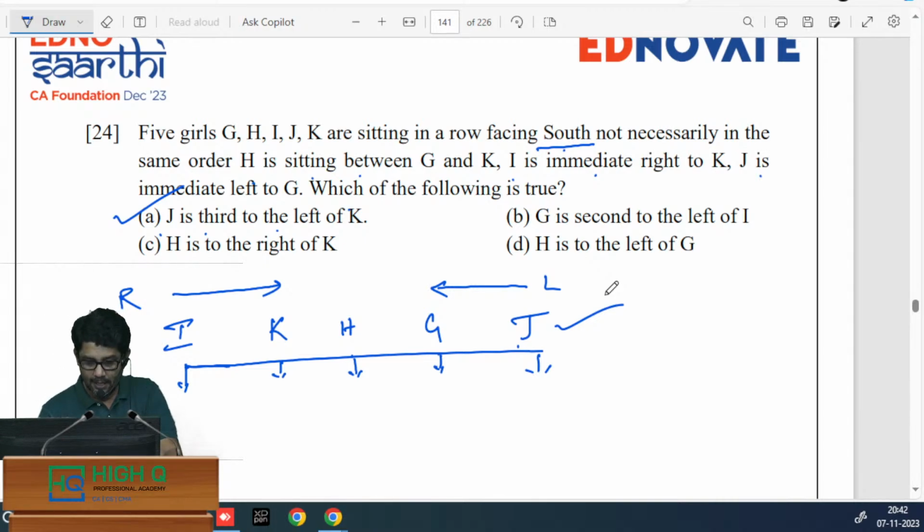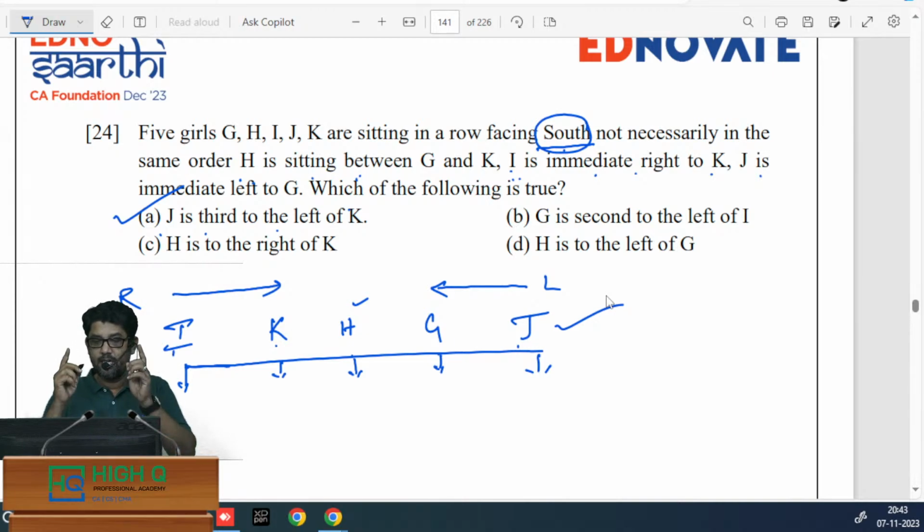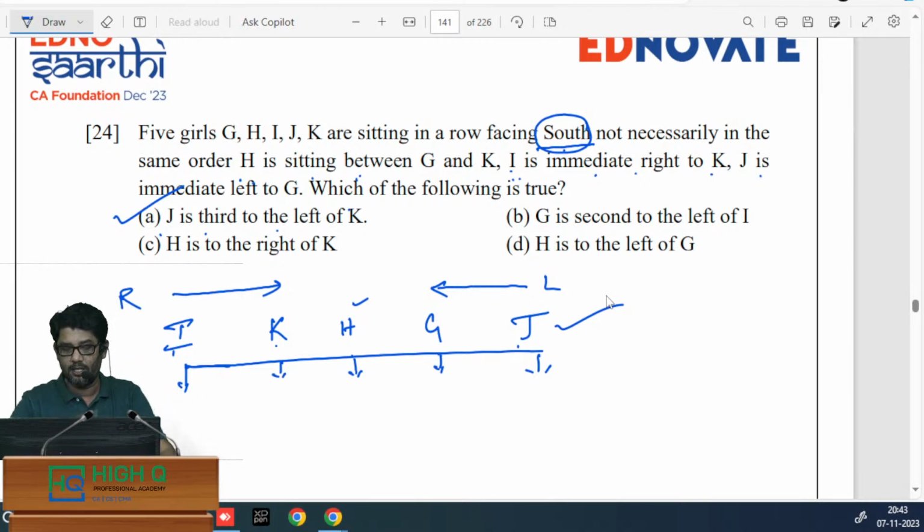Look at this. First, they are facing south, I said. Not necessarily in the same order. H is sitting between G and K. Yes, H is between G and K. I is immediate right of K, of course. See, Janiel, left and right is important. It is changing. So don't go with the north direction.